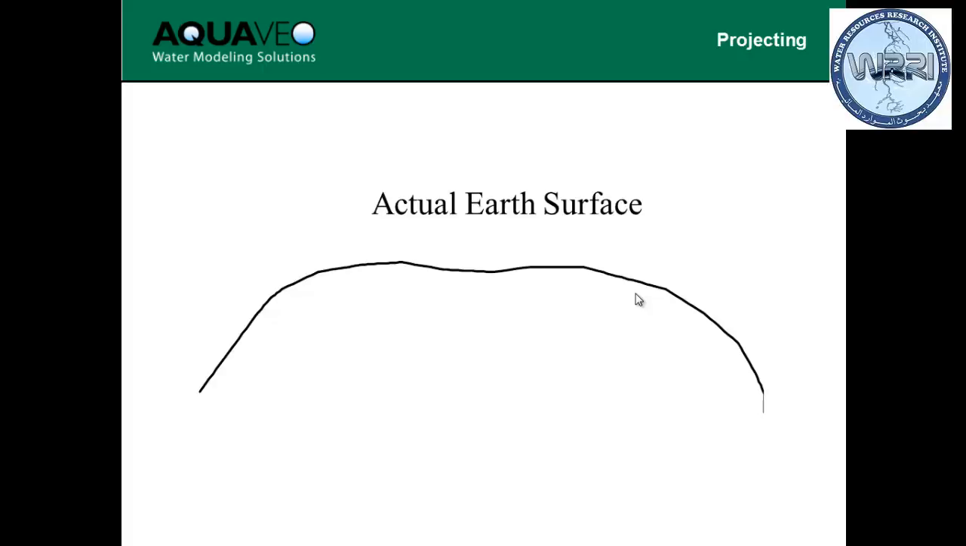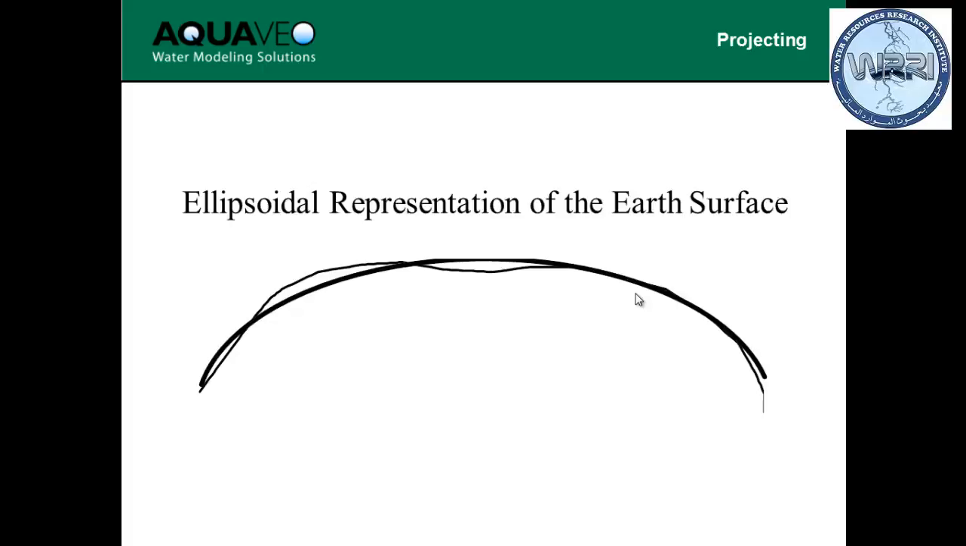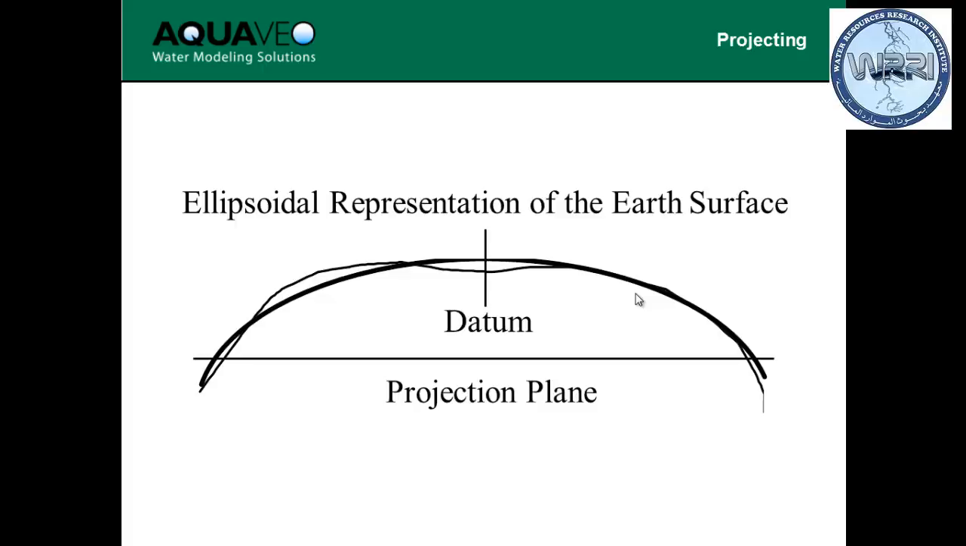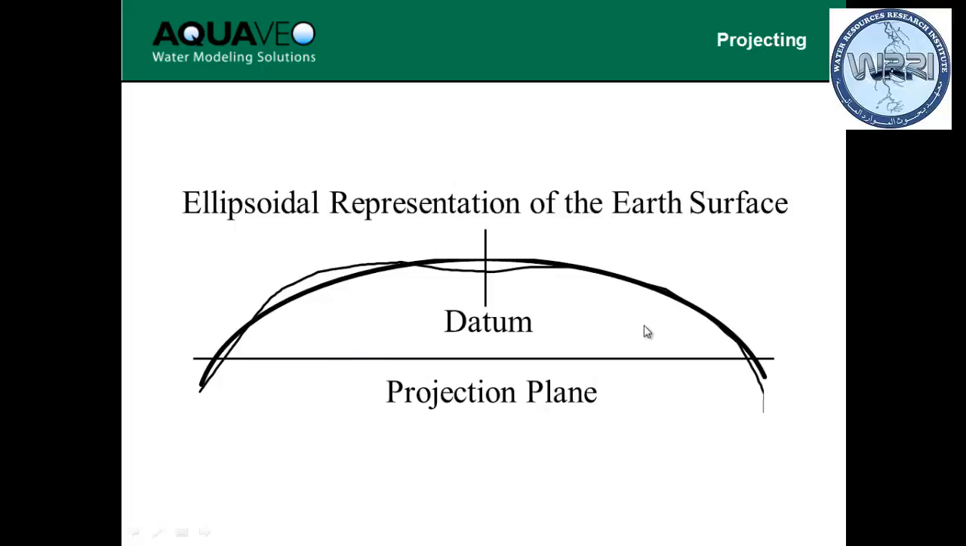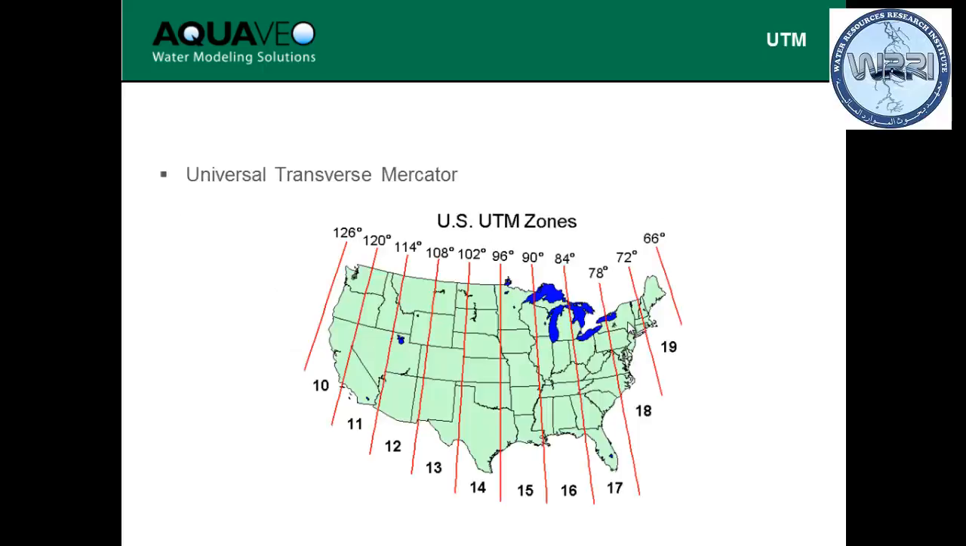And the surface of the Earth is something like this. It could be a mound or a mountain. You approximate the surface of the Earth with an ellipse, and then you project that surface onto a plane called a projection plane, and that's a projection. And so to do watershed modeling, you can't use latitude, longitude, or geographic coordinates. To do watershed modeling, you have to use an XY coordinate system.